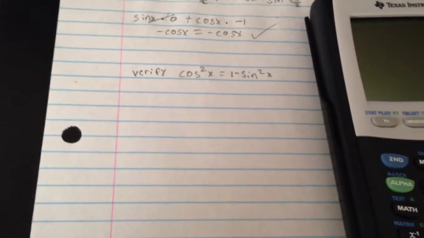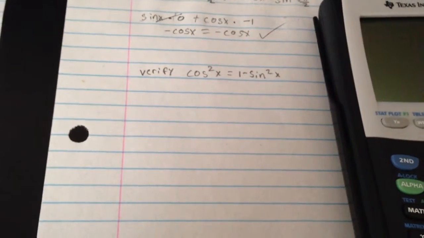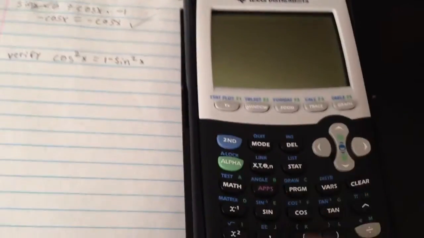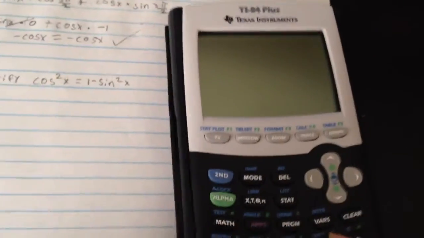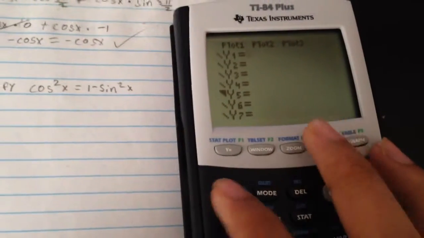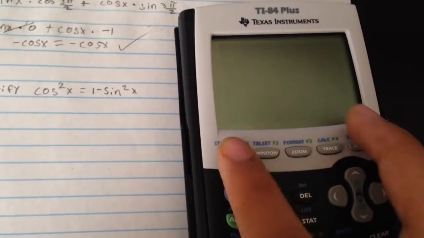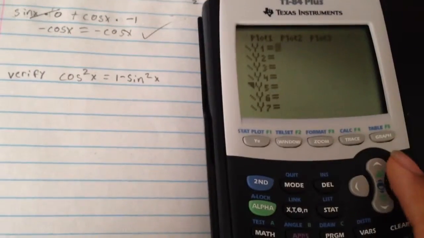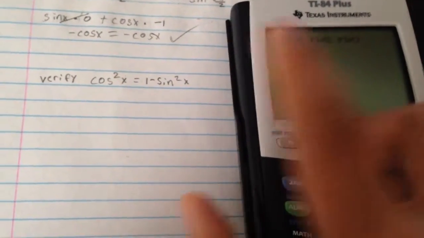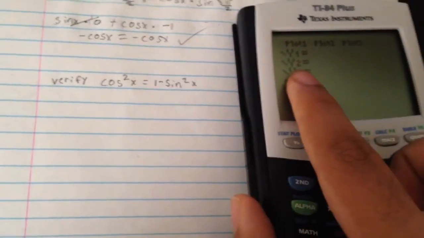Now we will use the graphic technique to help us verify that cosine square x equals 1 minus sine square x is true. We'll do this by using a graphing calculator, which is highly recommended for doing this technique. So we'll just turn on the calculator, obviously, and press y equals, that's the first thing we do. What we will do is plug this side of the equation into y1 and this side of the equation into y2. So let's go ahead and do that.